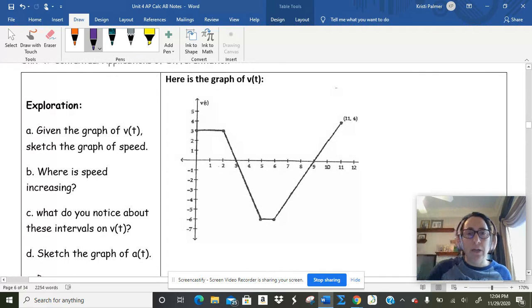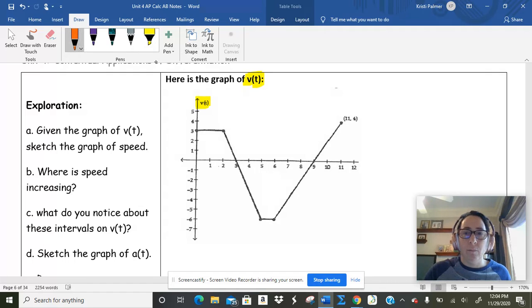Here's a graph of velocity, v of t, and probably just whatever the time is, because it said v of t. If this is my velocity, how would I sketch a graph of speed? To sketch the graph of speed, remember everything is the absolute value of velocity.